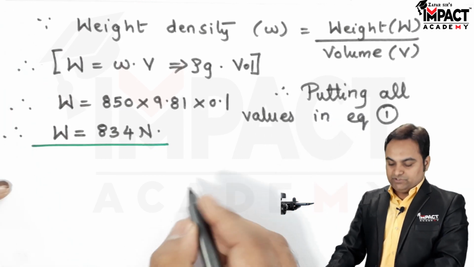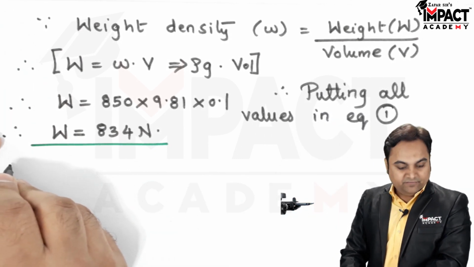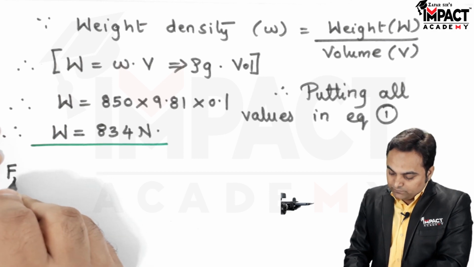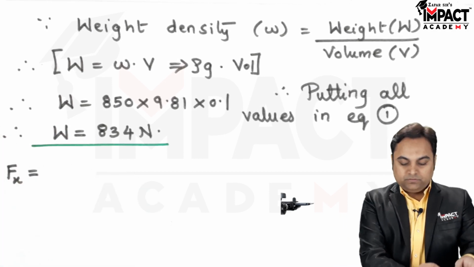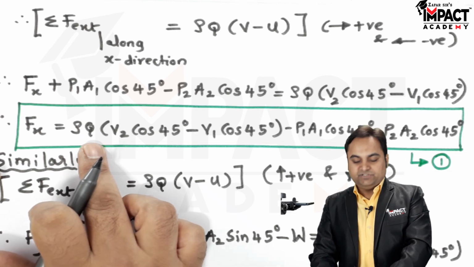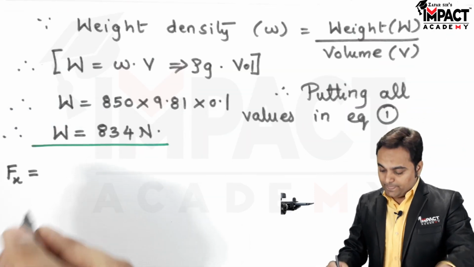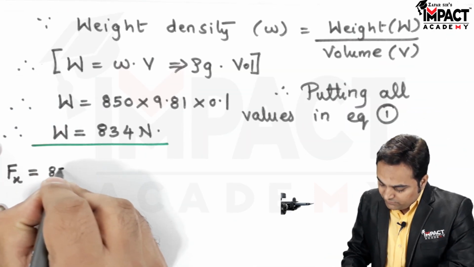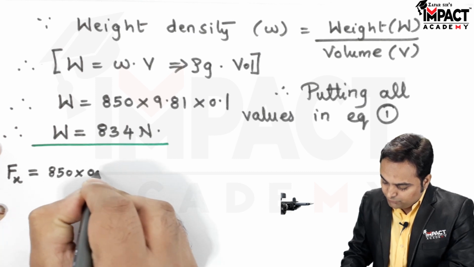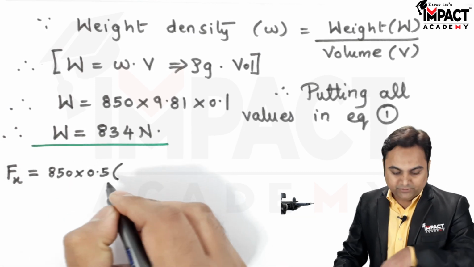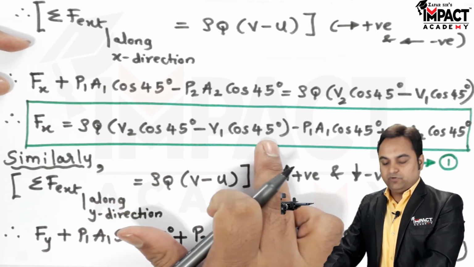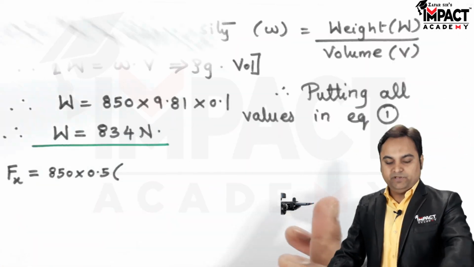So therefore, putting all values in equation first, on the left hand side we have Fx is equal to density into discharge. Density is 850 for the given oil, discharge is 0.5, into the bracket V2 cos 45 minus V1 cos 45, so I'll put the value of V2 and V1.